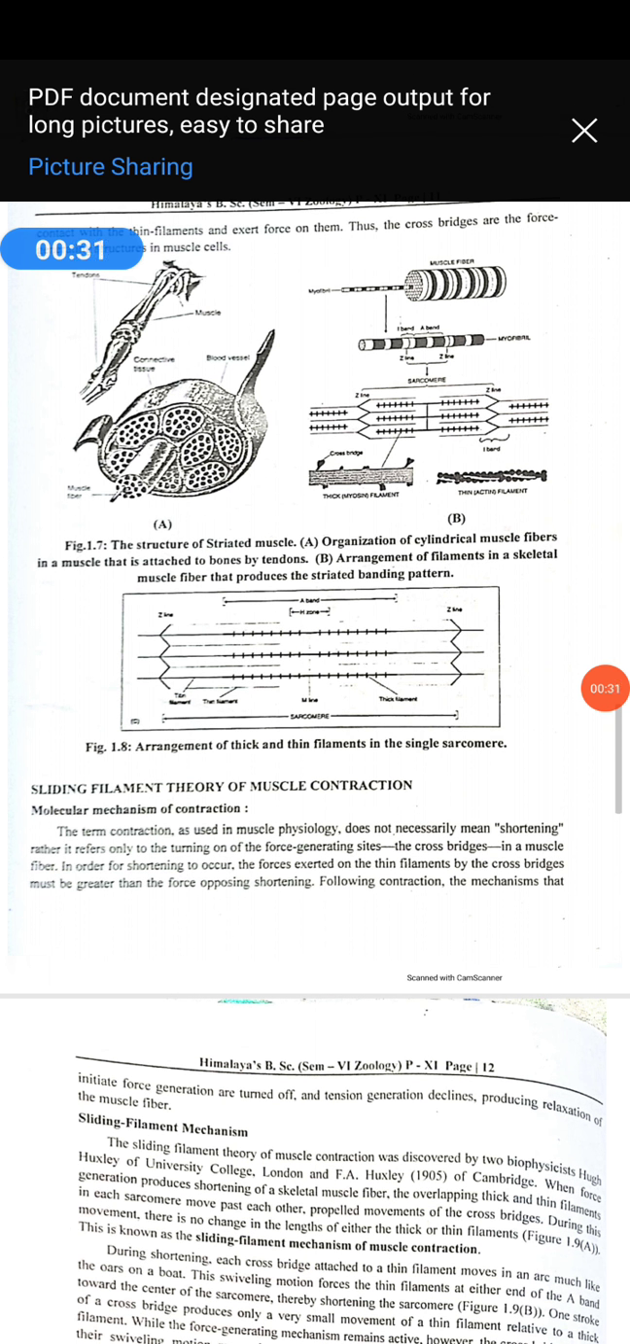The sliding filament theory was proposed by the scientists H. E. Huxley and A. F. Huxley. It is also called the walk along theory or the ratchet theory. According to this theory, interaction between actin and myosin is the basic cause of muscular contraction. Actin is the thin filament and myosin is the thick filament. In the last period I already explained actin and myosin.